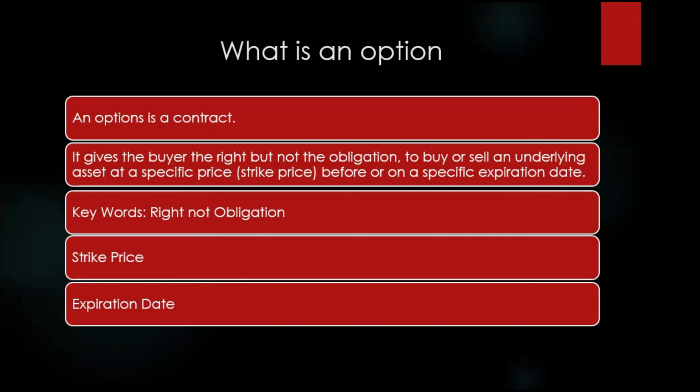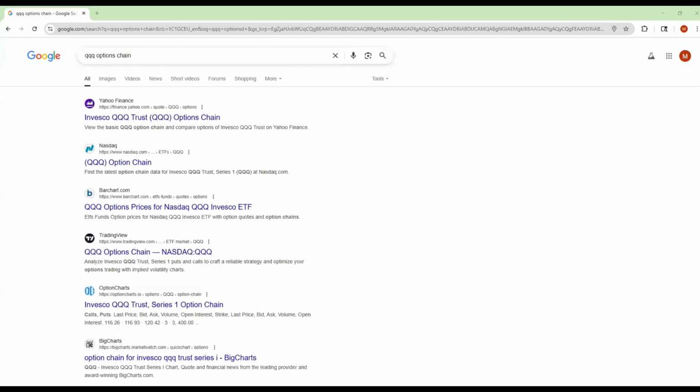Keywords on there are right, not obligation, strike price, and expiration date. So we have to understand what each of those are. First thing, let's jump into Yahoo. I'll show you how to get there and what each thing means. Then we'll look at a couple other popular platforms, Thinkorswim and Robinhood.